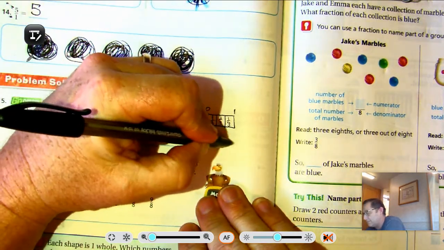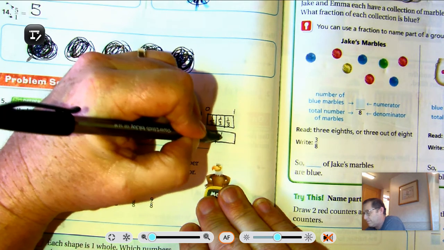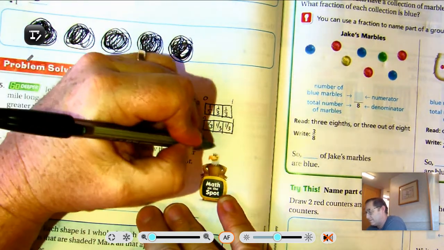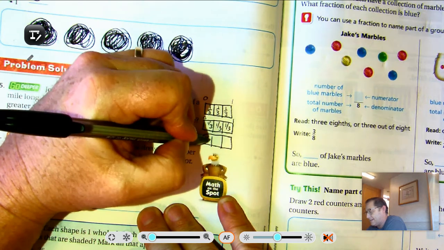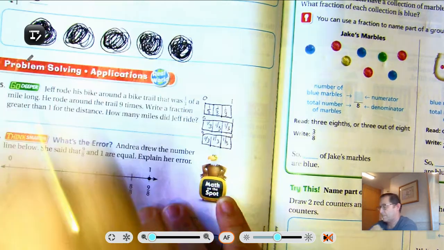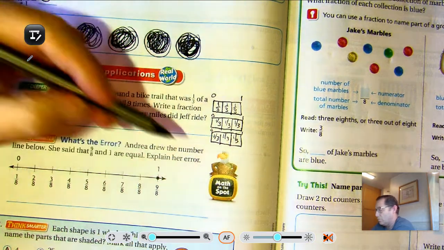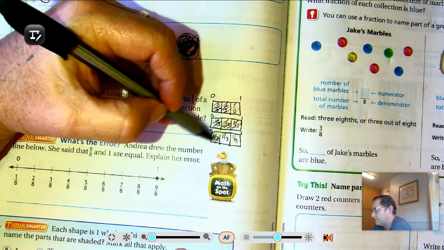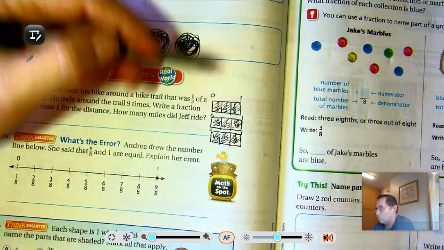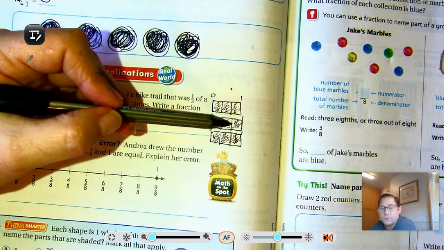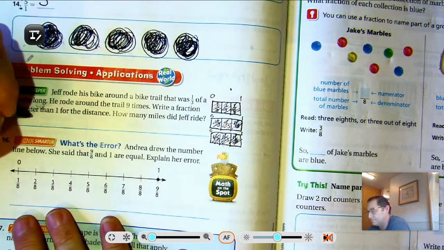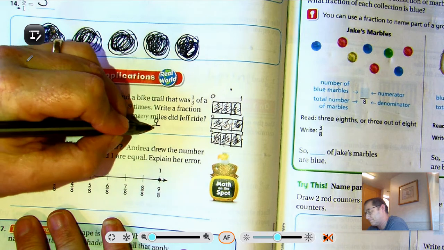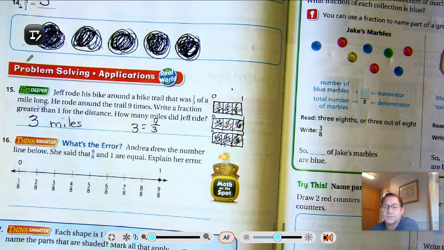Okay, well, that means I need to have some more here, right? So that's 4, 5, 6, 1/3, 7, 8, 9. So one time around, 2, 3, 4, 5, 6, 7, 8, 9. Well, if each rectangle represents 1 mile, he rode 3 miles. Three equals 9/3. Okay.